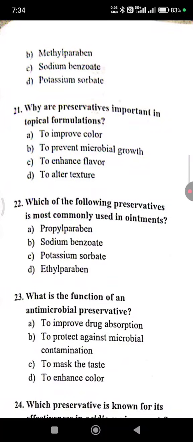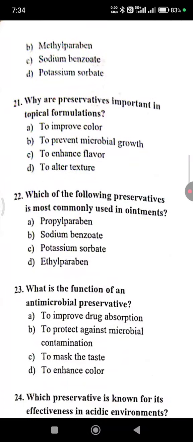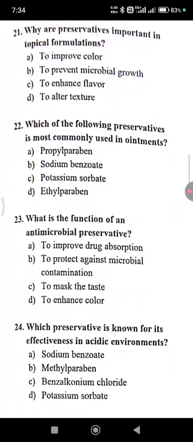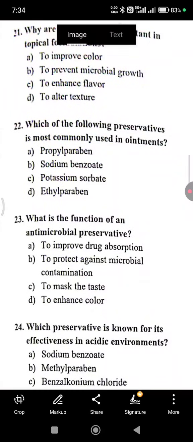Let's go to question number 22. Which of the following preservatives is most commonly used in ointments? That is propyl paraben. What is the function of an antimicrobial preservative? That is option B, to protect against microbial contamination.